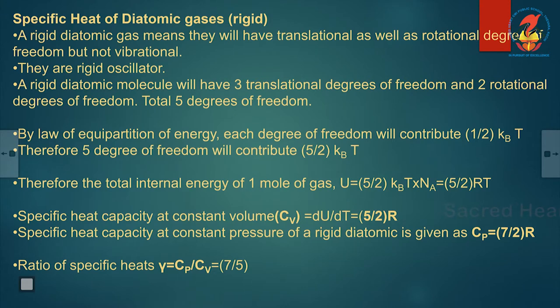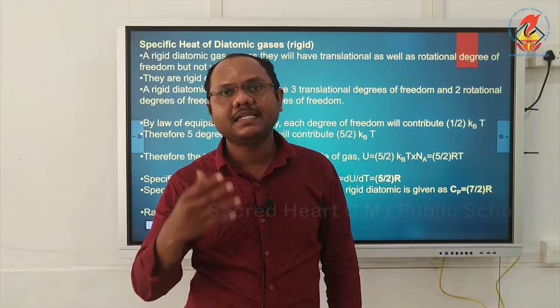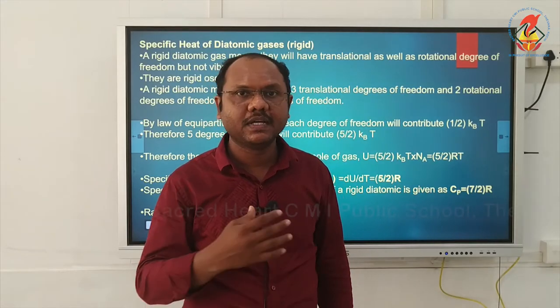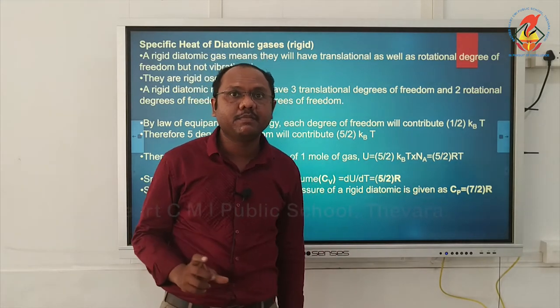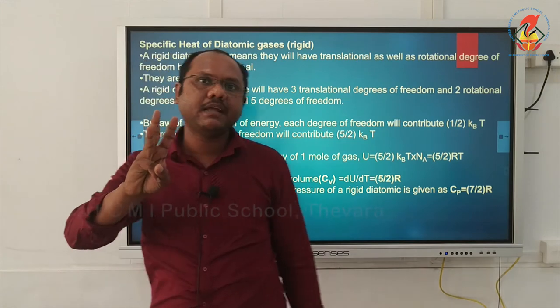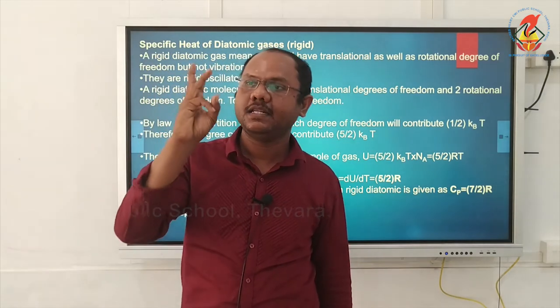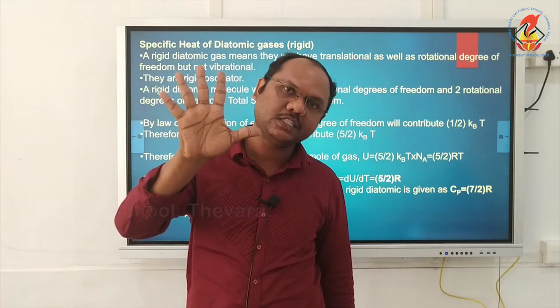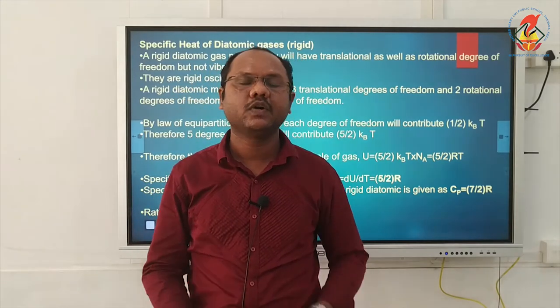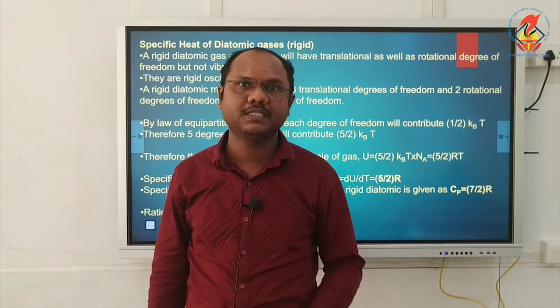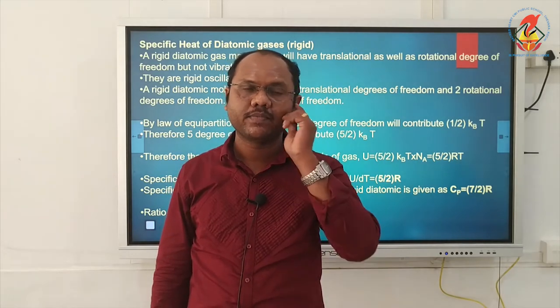A rigid diatomic gas means there will be translational motion as well as rotational motion. And I discussed in the last video, if there is a translational motion and rotational motion, there will be 3 degrees of freedom for translational and 2 degrees of freedom for rotational. So altogether 5 degrees of freedom. So a diatomic molecule consists of 5 degrees of freedom.